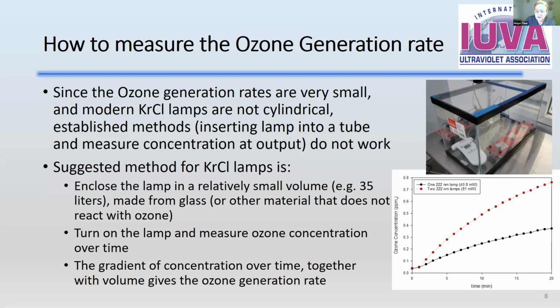So in the task force, we investigated different methods of how the ozone can be measured. We came up with a relatively quick and simple way. If you enclose such a lamp into a small enclosed volume, like shown here, about 35 liters, made from a material that does not react with ozone, you turn on the lamp and you measure the ozone concentration over time. And the gradient of this ozone concentration gives you the ozone generation rate.